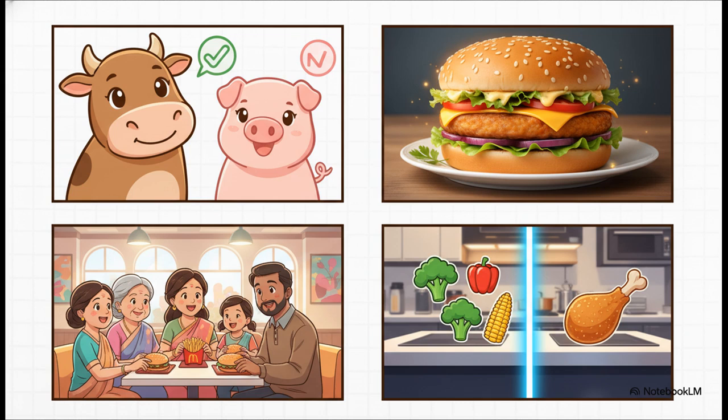They respected religious values by getting rid of beef and pork entirely. They catered to local taste beliefs by creating the McAloo Tikki Burger. They designed their stores around the ritual of family dining. They even changed their kitchen processes to have separate areas for veg and non-veg food. It's a masterclass in cultural adaptation.